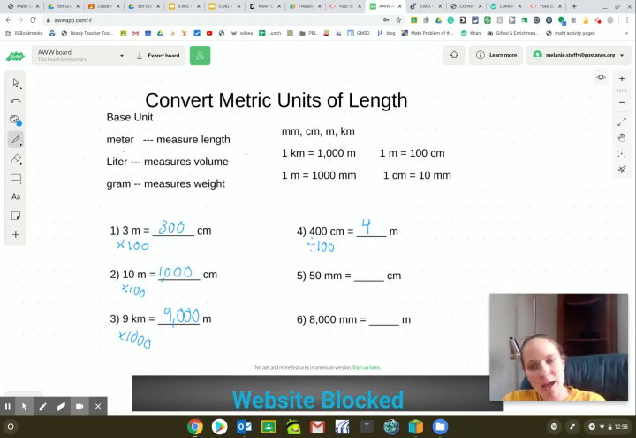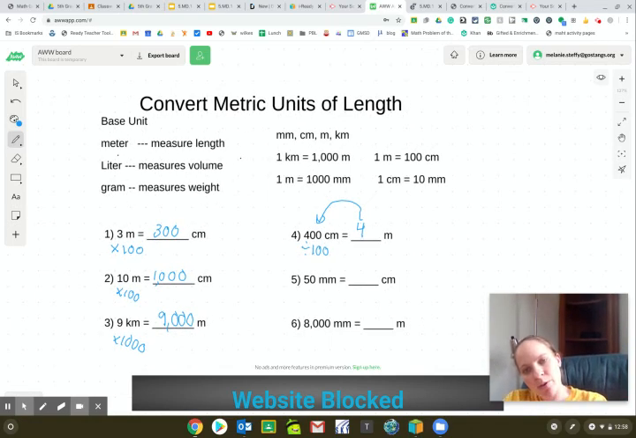And I can check that by thinking backwards. If I'm dividing 400 by 100 to get 4, then to check, I undo my division by multiplying by 100. 4 groups of 100 gives me 400 centimeters. So that's just a way you can check your work.